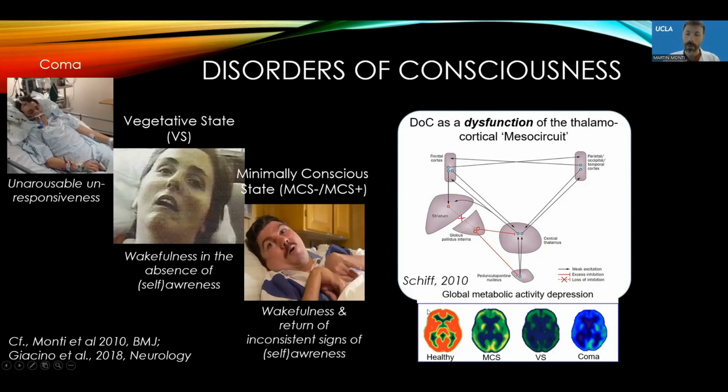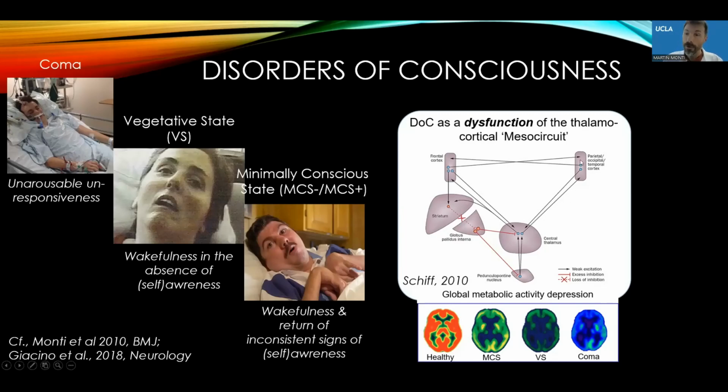You can see a depiction of what metabolism as detected with FDG PET looks like in a healthy volunteer on the left, with hot colors representing a higher metabolism. And the next three images depict a typical minimally conscious state patient, vegetative state patient, and patient in a coma. And you can see the progressive depression in both global and in some areas local metabolism.